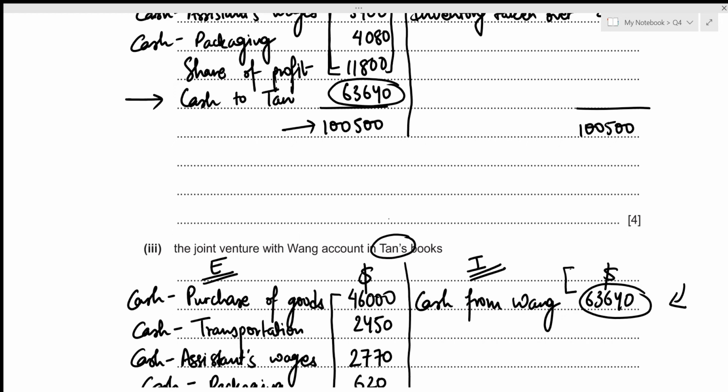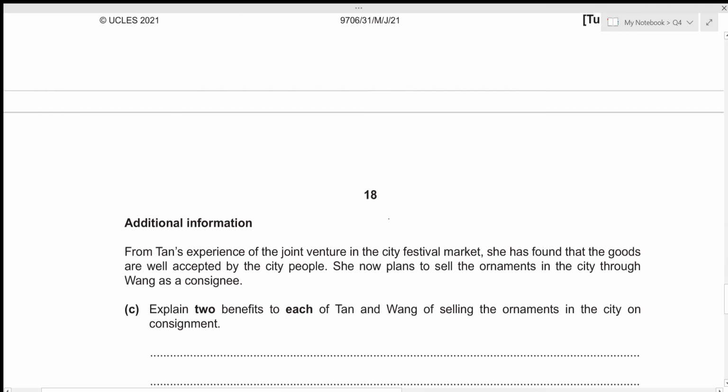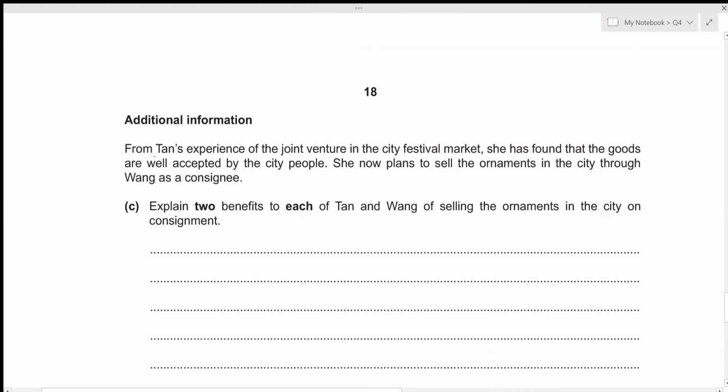Now we can move to the third one. We are given additional information. From Tan's experience of joint venture in the city festival market, she has found that the goods are well accepted by the city people. She now plans to sell the ornaments in the city through Wang as a consignee. So this means that Tan will be the consignor and Wang will be the consignee.